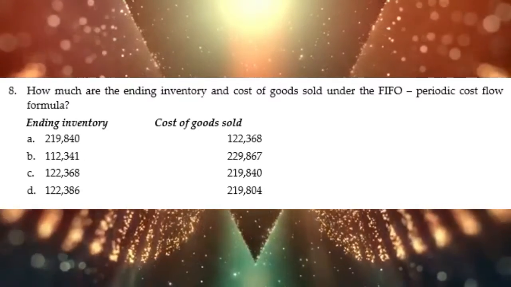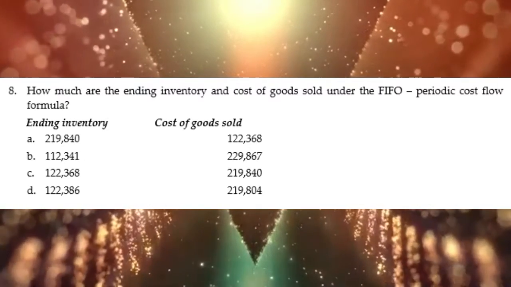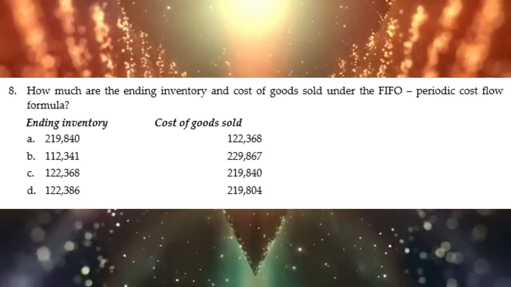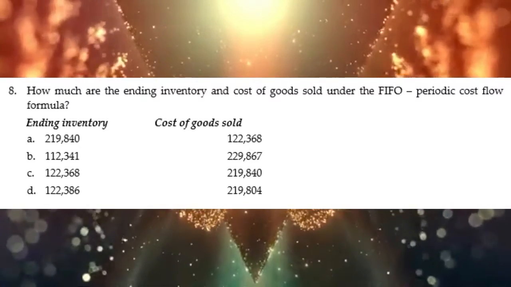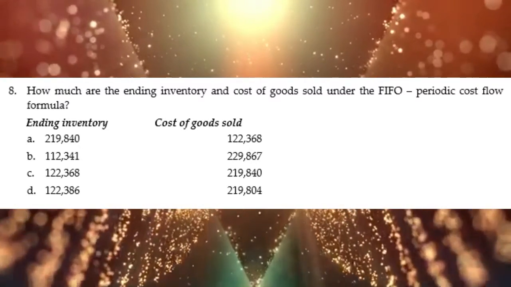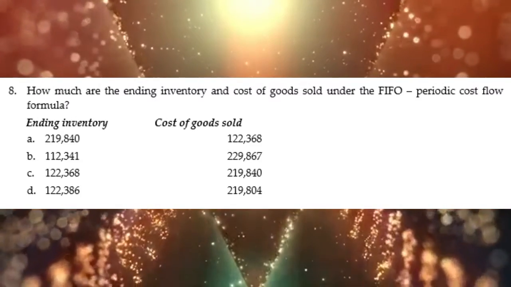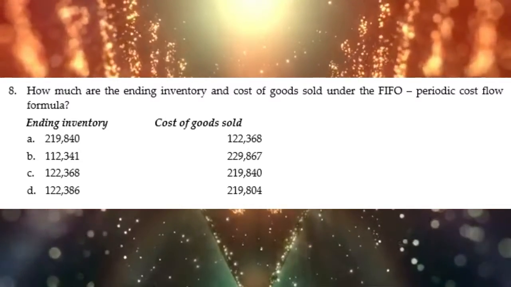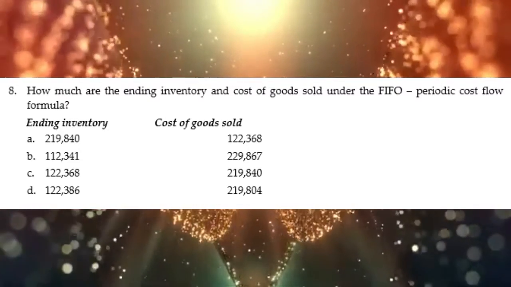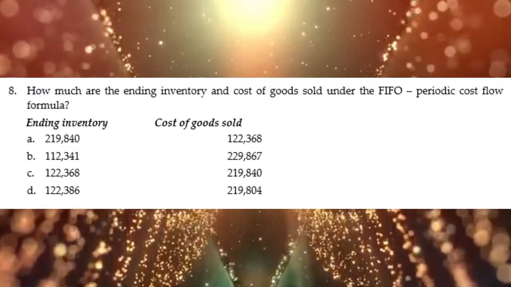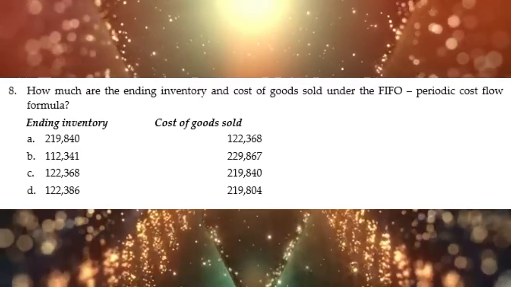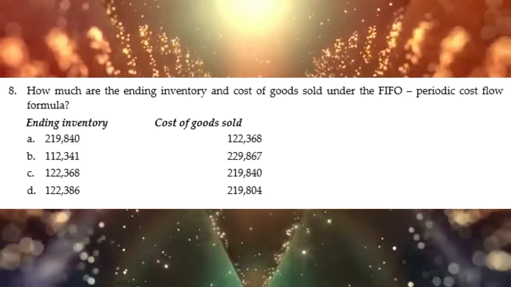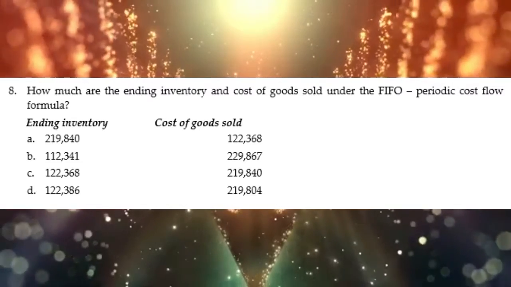Letter A. Ending inventory is 219,840. Its cost of goods sold is 122,368. Letter B. Its ending inventory is 112,341. Its cost of goods sold is 229,867. C. Its ending inventory is 122,368. Its cost of goods sold is 219,840. Or letter D, its ending inventory is 122,386, and its cost of goods sold is 219,804.